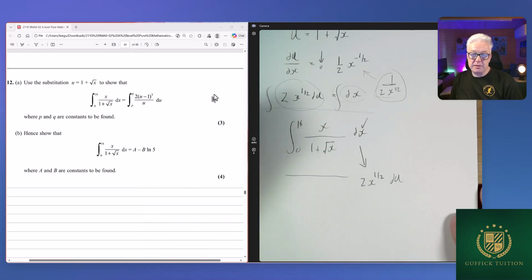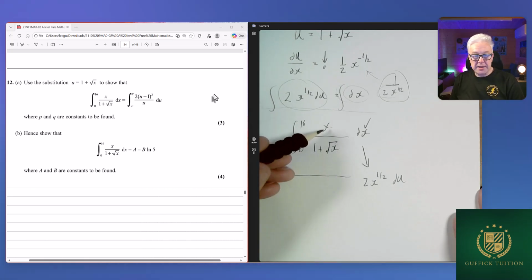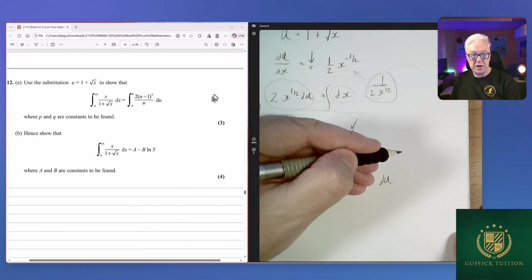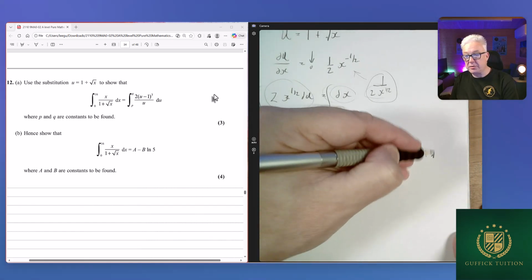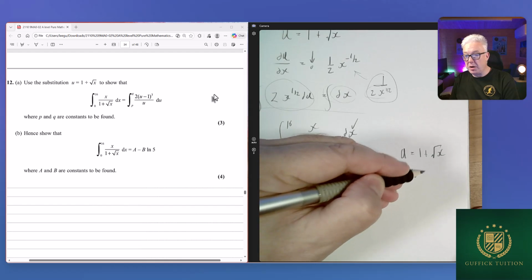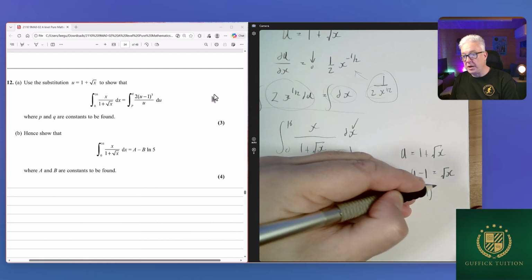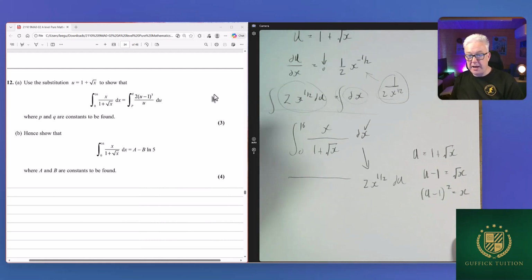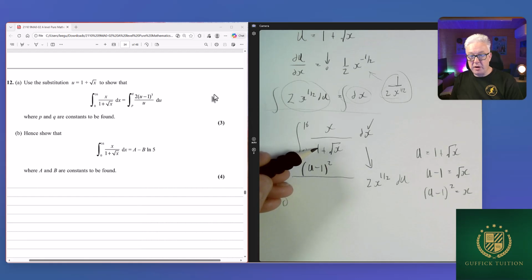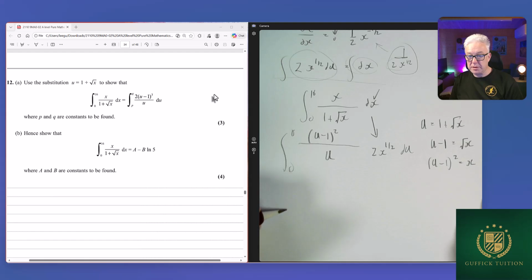Okay, x, what can x be replaced by? If we take our u expression, u is equal to 1 add root x, we say u minus 1 is therefore equal to root x, and then we square both sides, so u minus 1 squared is x. So x can be replaced by u minus 1 squared. We'll talk about the limits momentarily. Oh, and then we've got over here 1 add root x, and 1 add root x is u. So we're getting close now. So just put some little boxes there or something. We'll talk about what those limits are going to be in a minute.